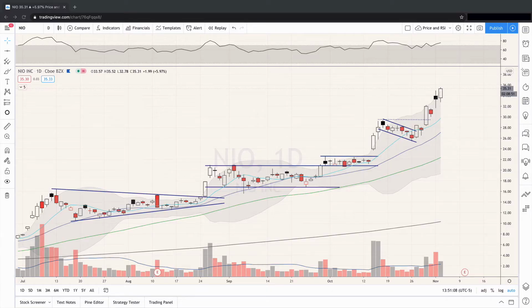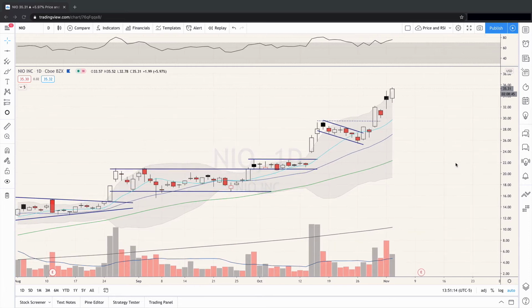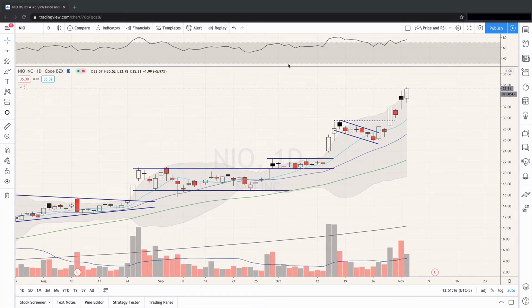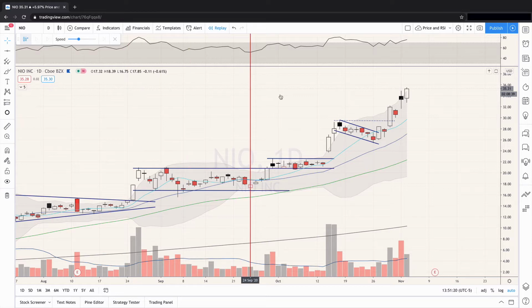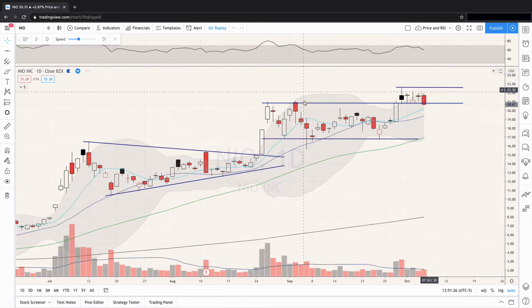Let's take a look at NEO. This is a beautiful chart here, and I actually placed several trades on this name during this time frame. If you don't know this little feature on TradingView, it's very handy. You can do a replay going back to anywhere you'd like, which is interesting to recreate what was taking place in the moment. So let's go back here.